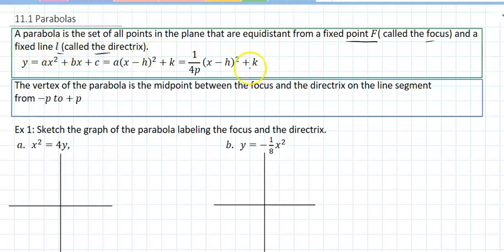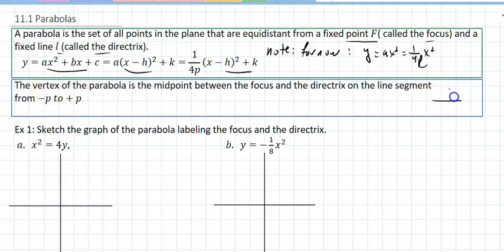Now, this is the general quadratic. But here in this section, so 11.1, 11.2, 11.3, the parabolas, ellipses, and hyperbolas are all going to be centered at the origin. So this is a note. For now, we're going to be centered at the origin, which means y equals ax squared, or 1 over 4p x squared. What is p? The vertex of the parabola.